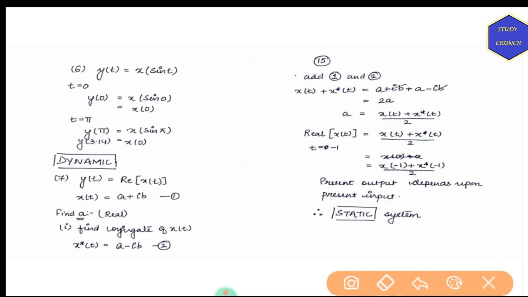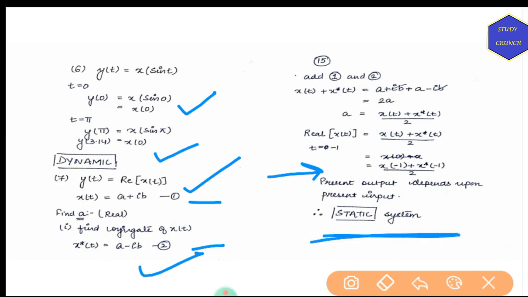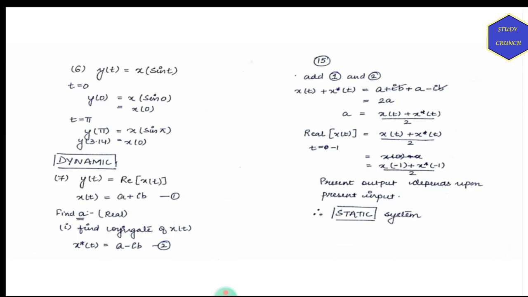y(t) is equal to x(sin t). So we have sin 0 is equal to x(0). If we put t is equal to pi, then we have x is equal to 0. So this is dynamic. If we have real x(t), so we have a real part, find the conjugate of x(t). Adding equation 1 and 2, we have this equation which will be dependent on present values. So it is a static system.